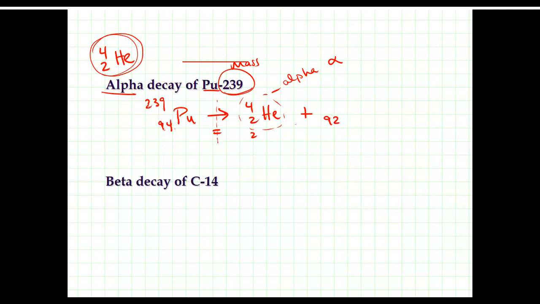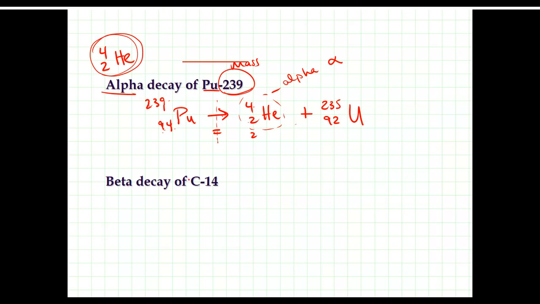Same thing on the top. 239 is going to equal 4 plus something. That is 235. 239 is equal to 4 plus 235. 94 is equal to 2 plus 92. Element number 92 is uranium. So when plutonium goes through alpha decay, an alpha particle is released. What's left over is uranium-235.